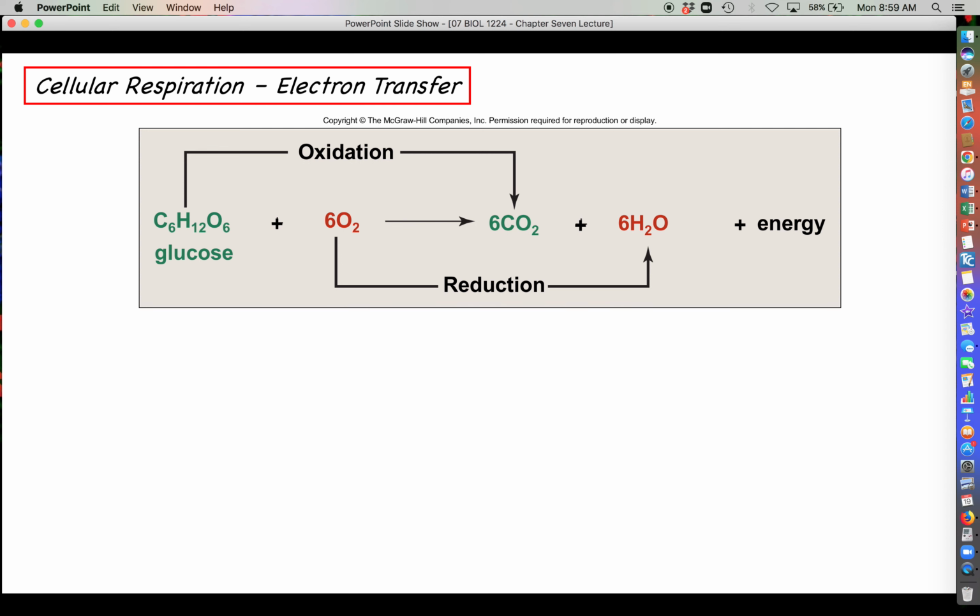So if we come back and we look at the overall reaction scheme of cellular respiration, again, keep in mind this is not all one chemical reaction, but if you had to represent it as one chemical reaction, the molecules that are going to become oxidized here is glucose, which becomes oxidized into carbon dioxide, and oxygen is going to become reduced to form a water molecule.